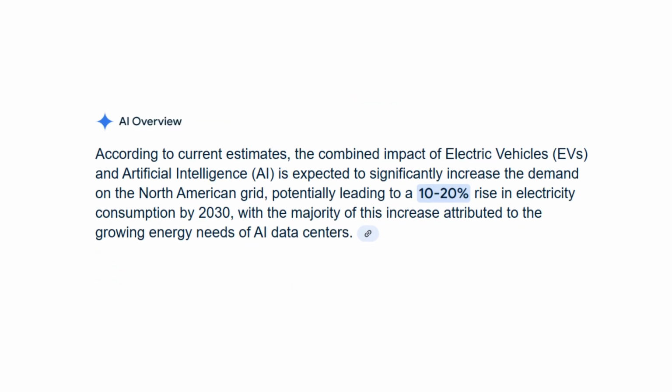According to current estimates, the combined impact of electric vehicles (EVs) and artificial intelligence (AI) is expected to significantly increase the demand on the North American grid, potentially leading to a 10 to 20% rise in electricity consumption by 2030, with the majority of this increase attributed to the growing energy needs of AI data centers.